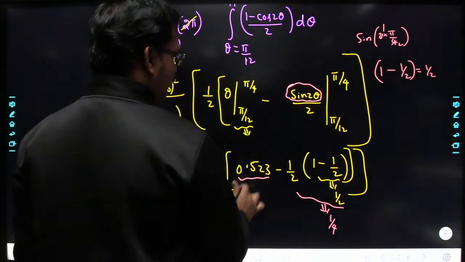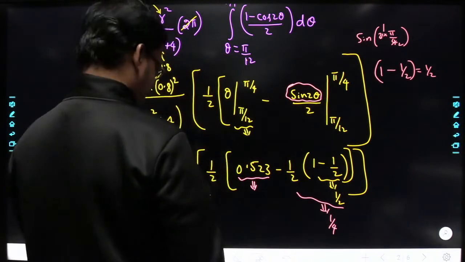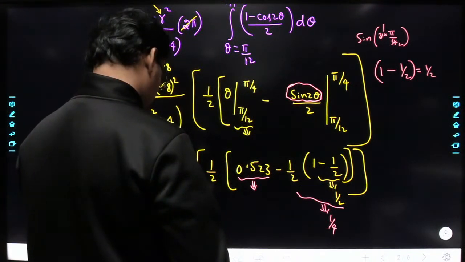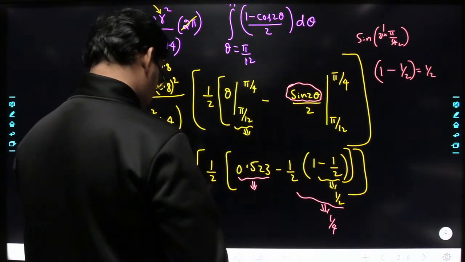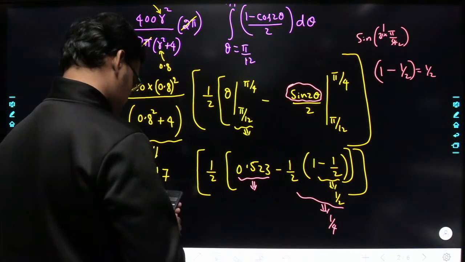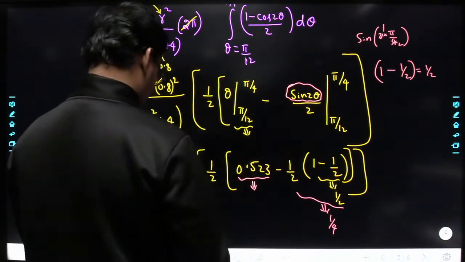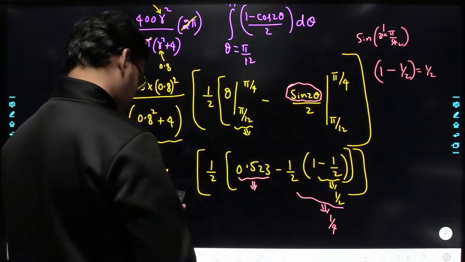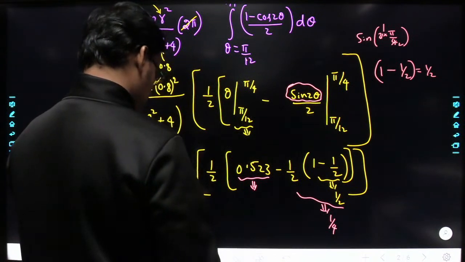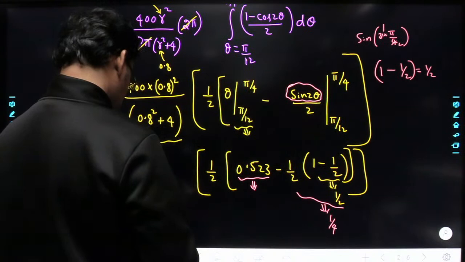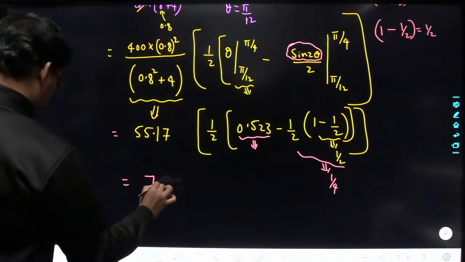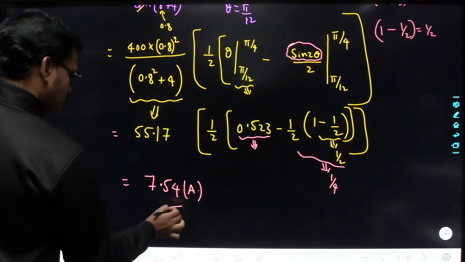And here you are having 0.523, right? So here this is pi by 4 minus of pi by 12. So that is 0.523. Okay. So 0.523 minus 0.25. So 0.273. 0.273 here you will get divided by 2. So 0.136 into 55.17. So you will get 7.5 something here. So you will get 7.54 amperes. So this is what you have to get here.